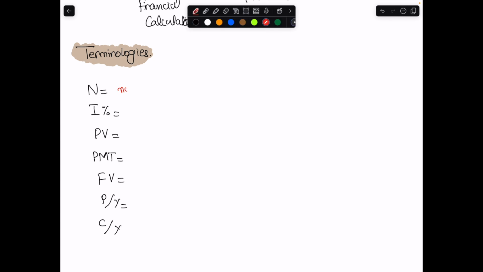N is basically, in simple words, the number of periods. The number of periods is basically the number of payments that you are making. For instance, you are paying on a monthly basis and the loan will settle after 1 year. So the number of periods is 12 because there are 12 months in a year. Similarly, if you are paying monthly for 2 years, the number of periods would be 24. This is how you calculate it.